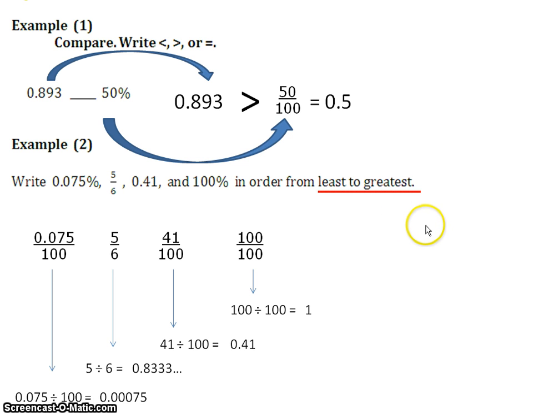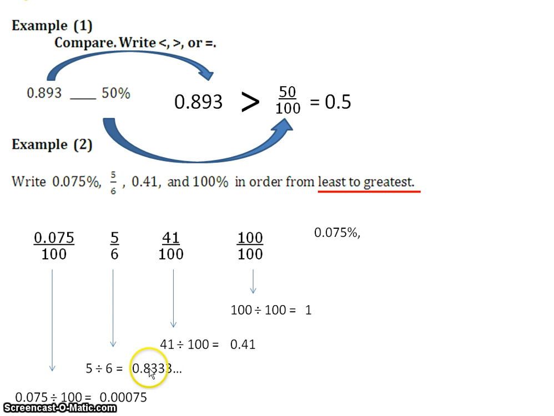So with our answers, we have 0.00075, 0.83 repeating, 0.41, and 1. Of those, which one is of least value? It's our bottom one, but we are not going to write this in decimal form. We're going to write its original form, 0.075%, as our least.